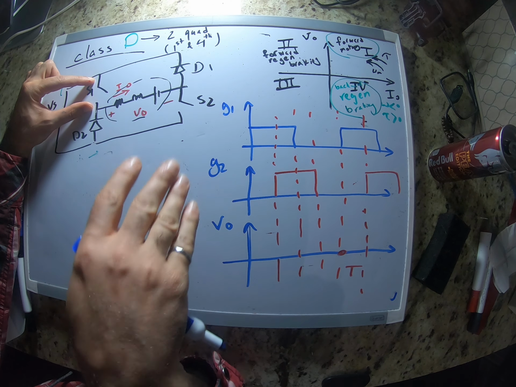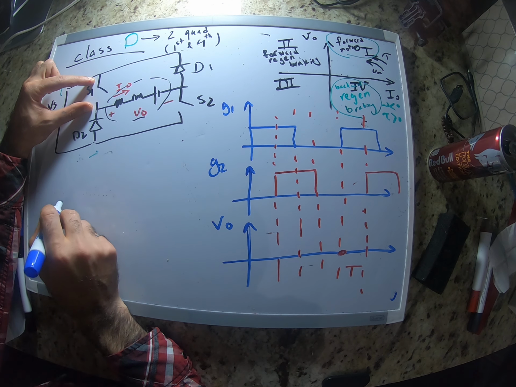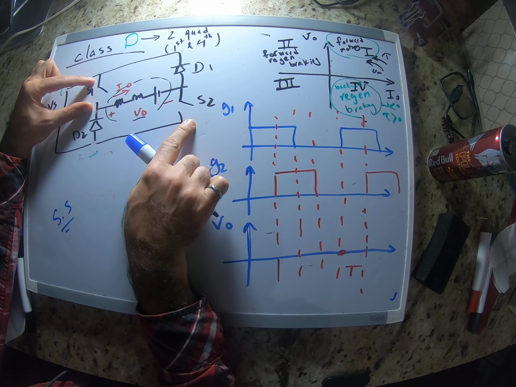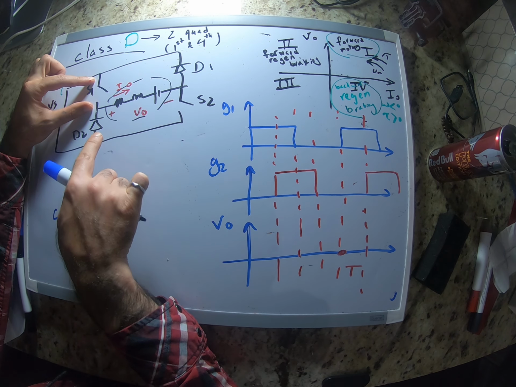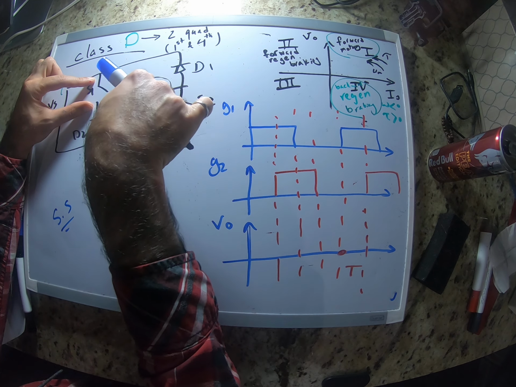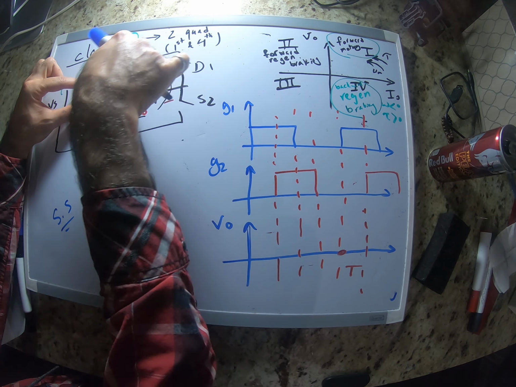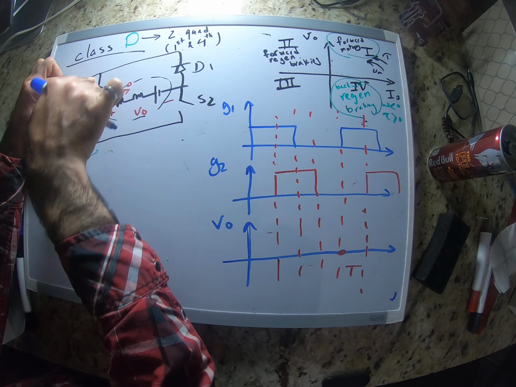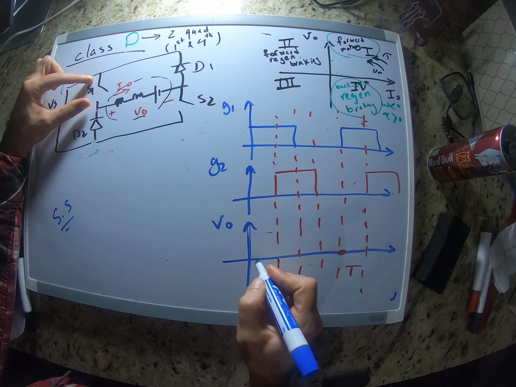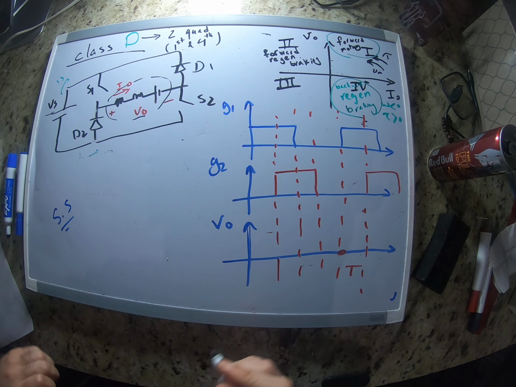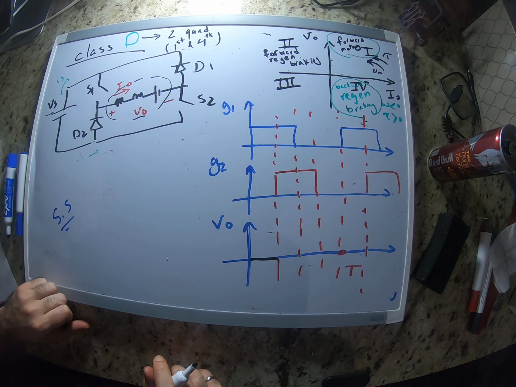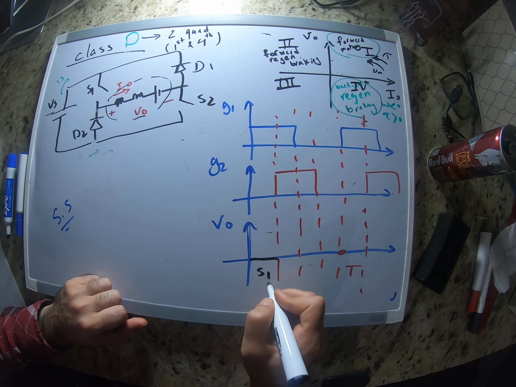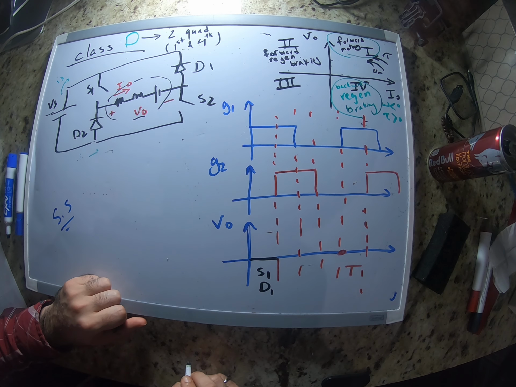We are assuming that we are operating in the steady state mode, right? So this is off, right? So the current cannot go from switch 2, right? We have a current going through here. It has to find a path. So it basically goes through D1, right? So in this mode, the output voltage is going to be 0, right? And we have switch 1 and D1 operating, conducting the current.